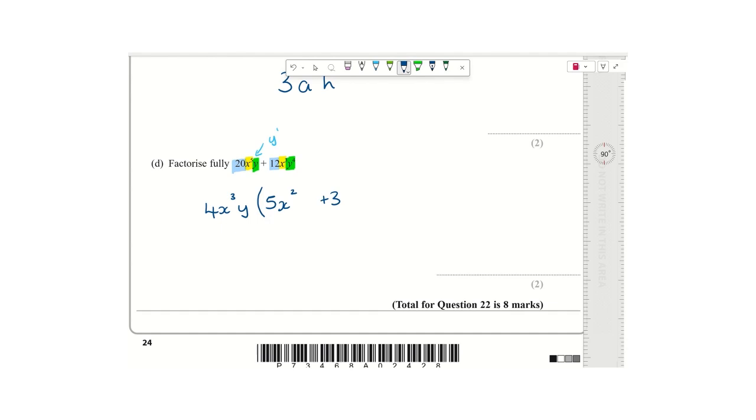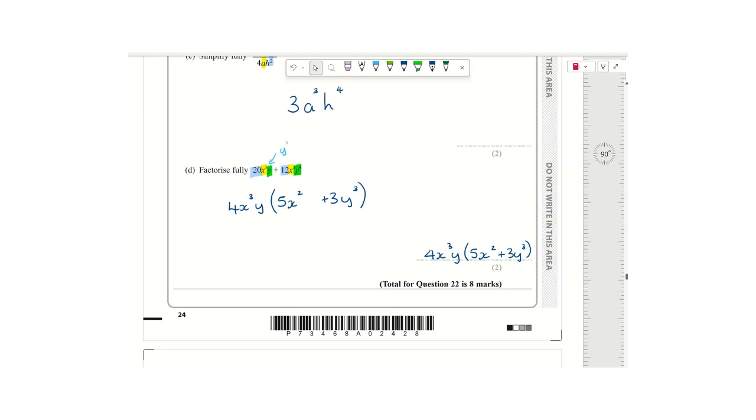And I've used the whole x cubed up, so I don't have an x term in the second one. Similarly, for the y's, I've used the whole single y up, so I don't have a y in the first term. And then y to the 4 divided by y to the 1 gives me y cubed. So my final answer is 4x cubed y outside my brackets, and then 5x squared plus 3y cubed inside my brackets.